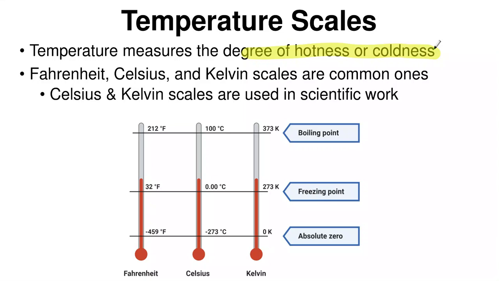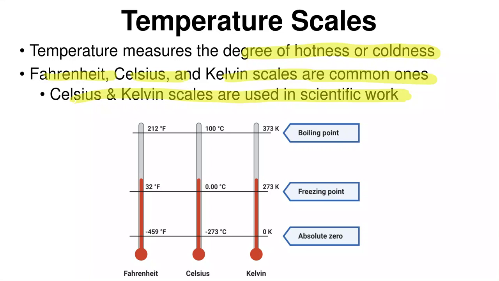So temperature is measured in common units, and a few of them we're going to be highlighting in this lecture. They include the Fahrenheit, the Celsius, and the Kelvin scale. The Celsius and the Kelvin scale are the ones used mainly in scientific work. And in other parts of the world, apart from maybe the US and a few other places, the Celsius scale is the one commonly used.